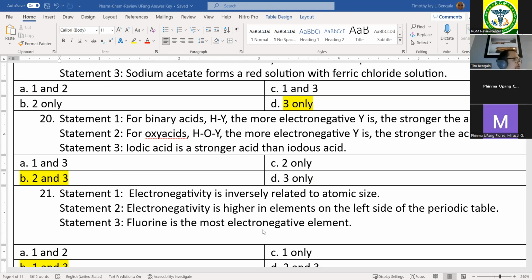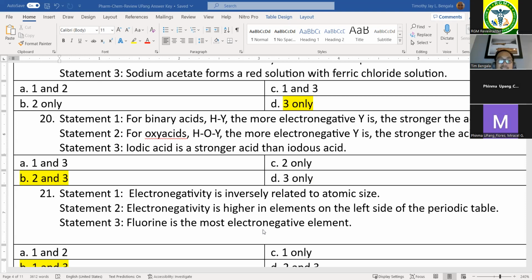So dito, yung kaninang ni-reword lang natin sort of na yung question. For binary acids, HY, the more electronegative the Y, the stronger is the acid. So that is incorrect. Kasi nga, we saw that hydrofluoric acid is the weakest acid of the halogens, even though fluorine is the most electronegative element. So number 1 is incorrect.